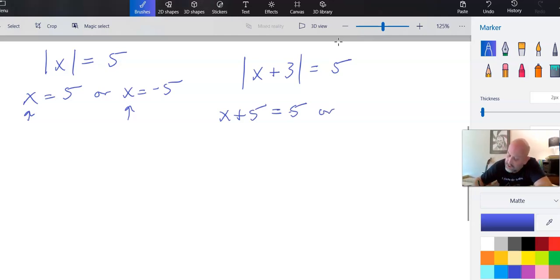But also, this x plus 3, if it was equal to negative 5, I would get 5 when I take its absolute value as well. So I get two equations, one for the case where it's equal to 5 and one for the case where it's equal to negative 5. And what I do is I just solve both of these. Oops, I got a little typo here.